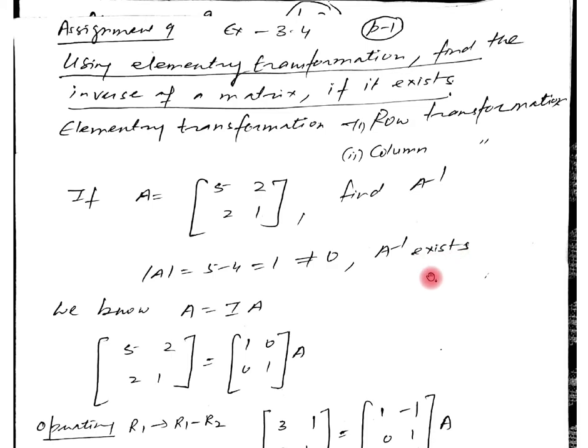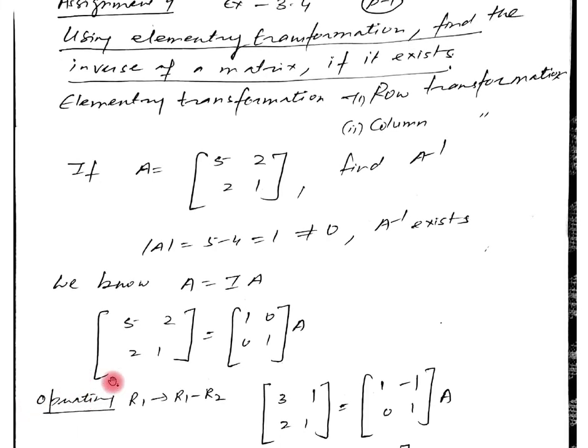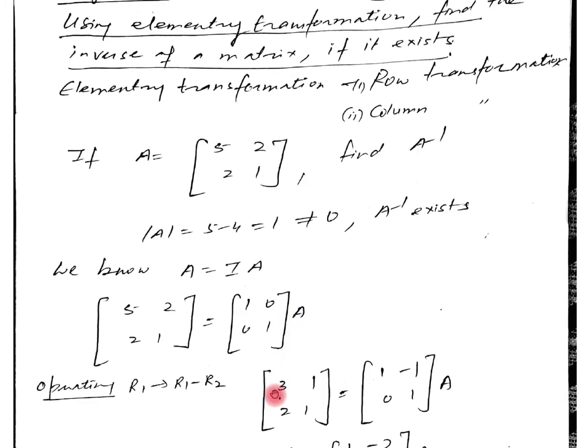Now how to start it further? The first thing we have to write down is that A equals IA. In row transformation, there is always pre-multiplication by I. A equals I into A. Now putting the values here, A is this matrix 5 2, 2 1, and I we know is 1 0, 0 1. This A will be as it is.